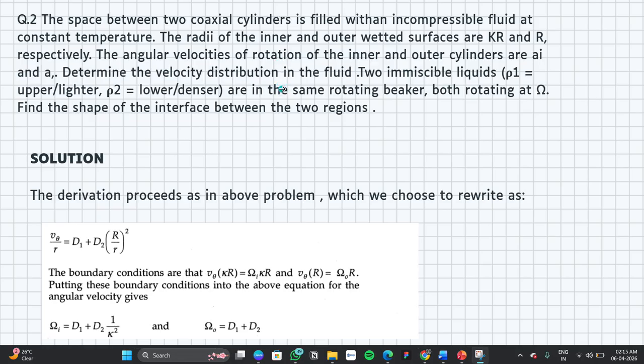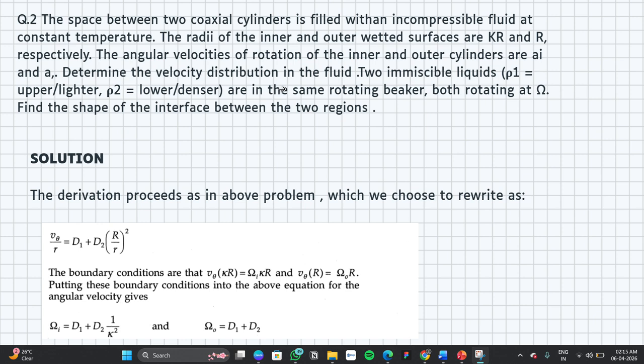We move on to the numericals. Here we are analyzing fluid flow between two coaxial cylinders. The inner cylinder has radius kR and the outer cylinder has radius R. Both cylinders are rotating but possibly at different angular velocities.